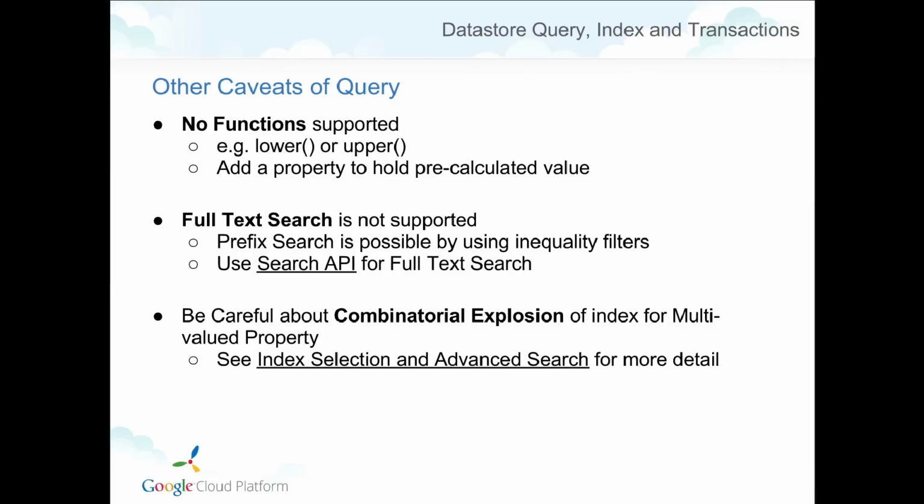And lastly, there's a combinatorial explosion phenomenon that can happen with large value properties. If you have multiple large value properties on the query or index, there will be a huge number of combinations in the index. So you need to be careful when you're using multiple large value properties in your query or index.